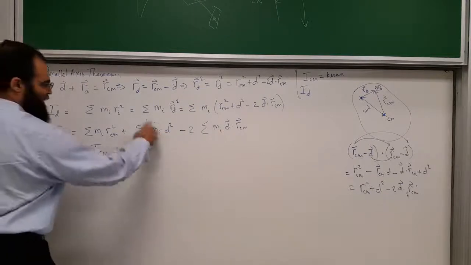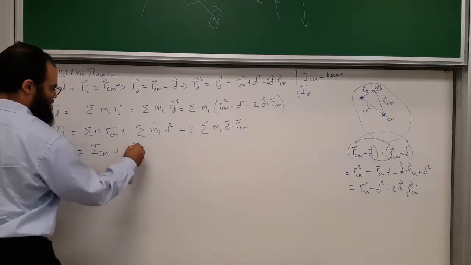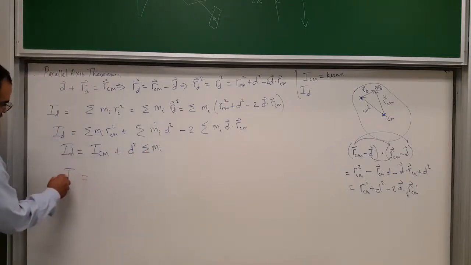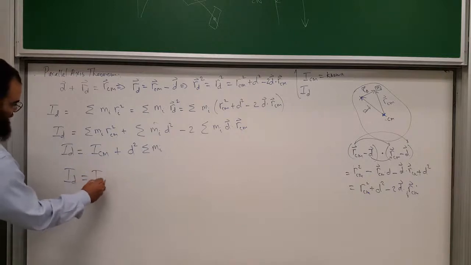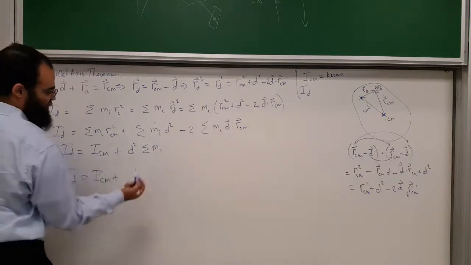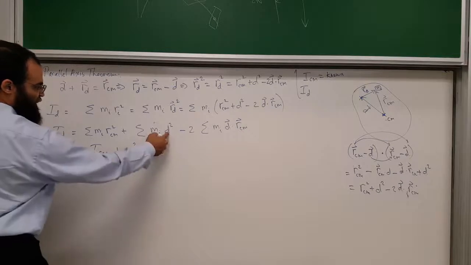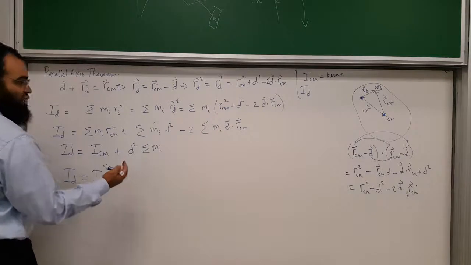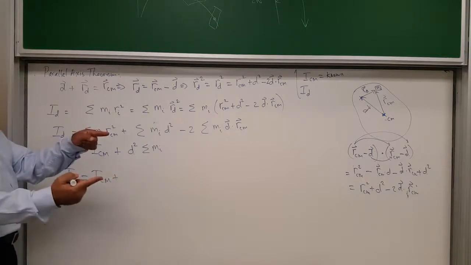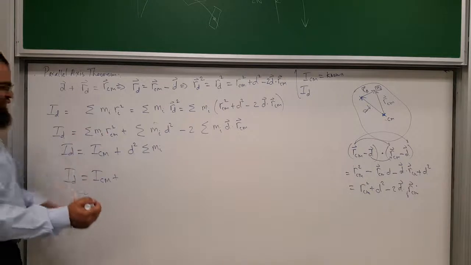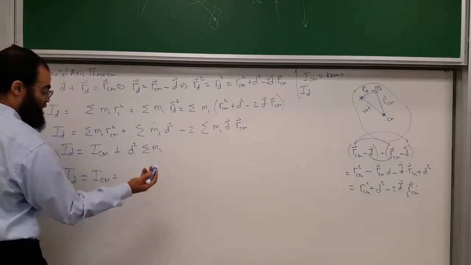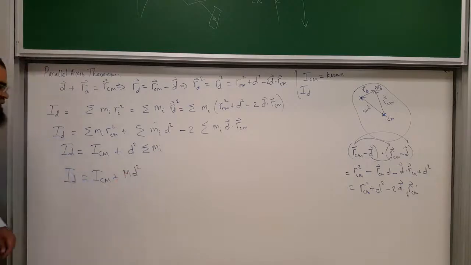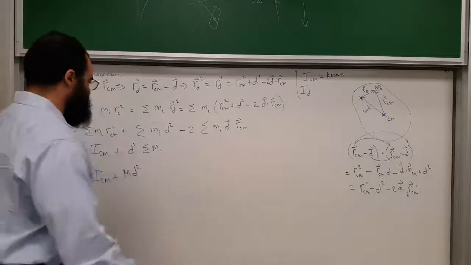This one will be, the d comes out, so you have a d squared here, and then the summation of mi. So I d equals I center of mass plus, what's the sum of all the masses? The d is constant, so it comes out of the summation. The center of mass and this new axis have a fixed distance d between each other. So the sum of all the mass is just the total mass, and this becomes the total mass times d squared. That's the part I want. This is the undesired part, and it should be 0.